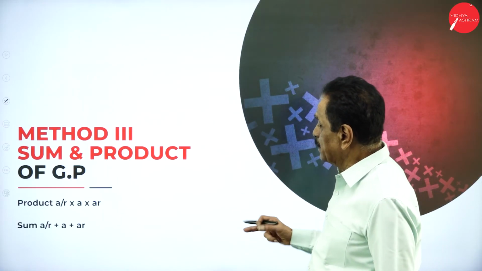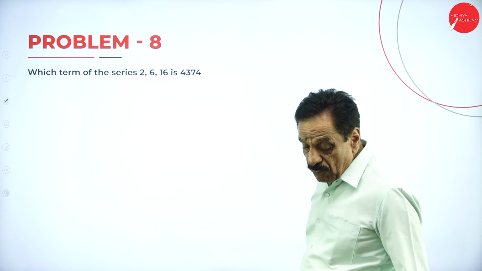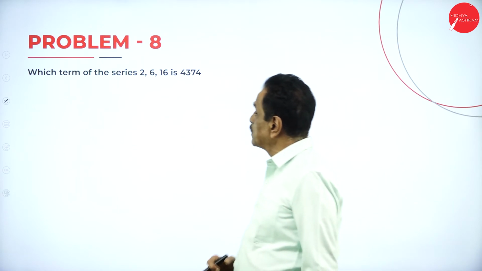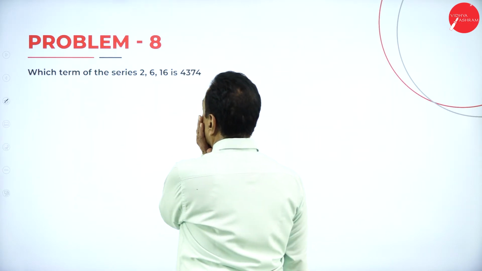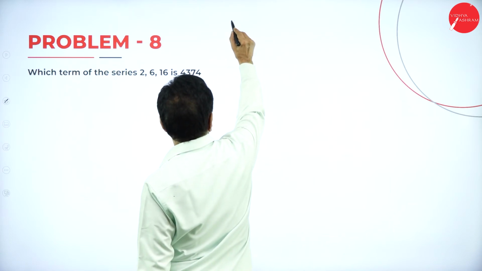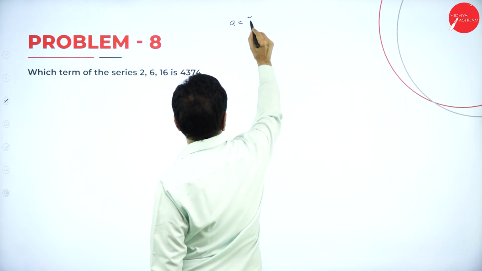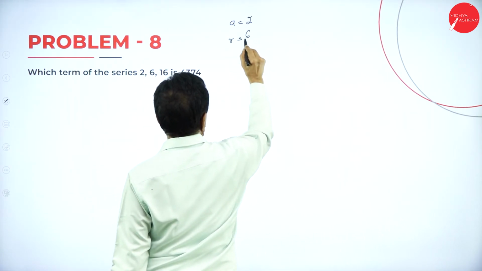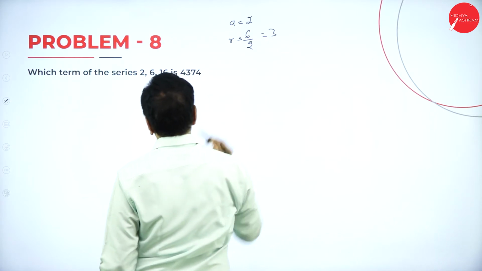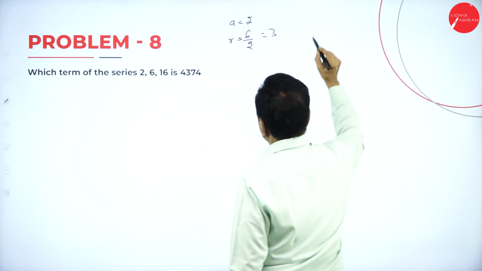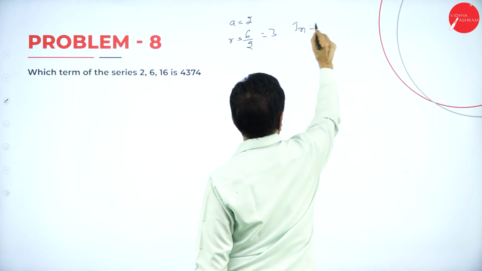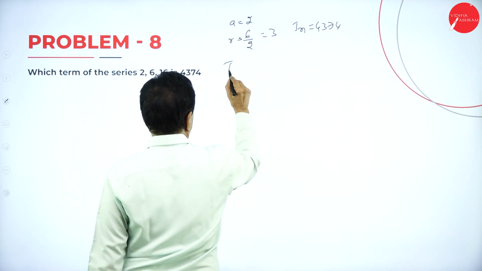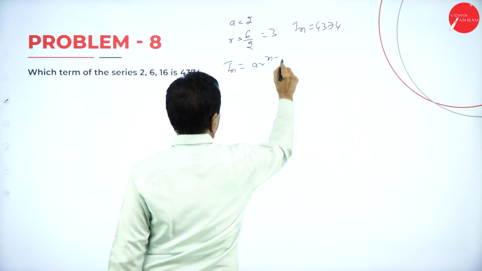Then, third method, sum of the product. Which term of the series 2, 6, 18 is 4374? So, which term of the series: A is equal to 2, R is 6 divided by 2 is 3. And the last term, Tn, is equal to 4374. What's your formula? Tn is equal to AR to the power of n minus 1.